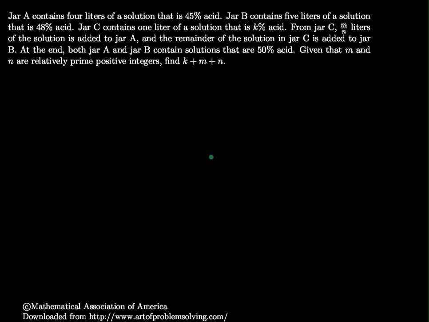Alright, 2011 AIME Form 1, Problem 1, and it says jar A contains 4 liters of a solution that is 45% acid. Jar B contains 5 liters of a solution that is 48% acid. And jar C contains 1 liter of a solution that is some unknown K% acid. From jar C, m over n liters of the solution is added to jar A, and the remainder of the solution in jar C is added to jar B.